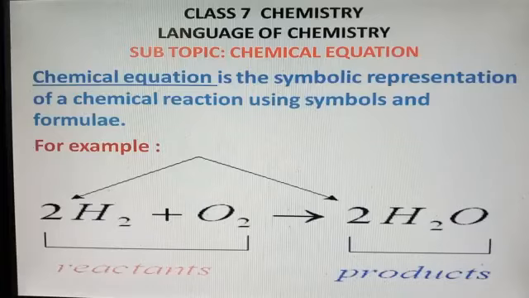For example, H2 plus O2 gives H2O. Whatever you can see towards the left of the arrow are called reactants, and whatever you see towards the right of the arrow are called products. So hydrogen gas, when it burns in the presence of oxygen gas, gives water as product.